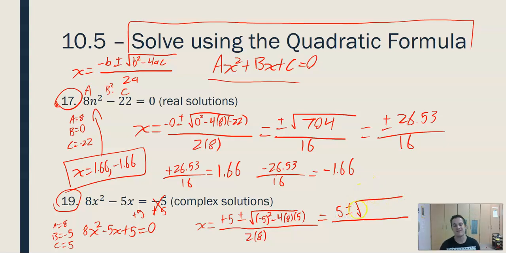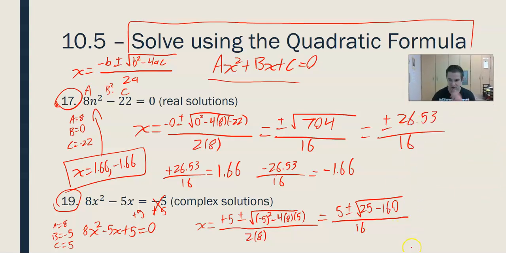Inside the square root, I have negative 5 squared. Negative 5 times negative 5 is 25. Minus 4 times 8 times 5. 4 times 8 times 5 is 160. Minus 160. Now on the bottom, I have 2 times 8, which is 16. Well, 25 minus 160 is negative 135. So I have 5 plus or minus the square root of negative 135 over 16.